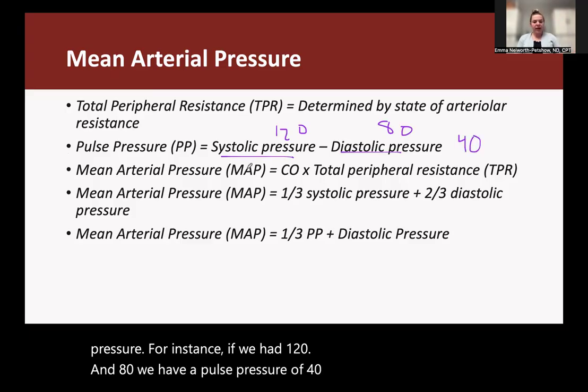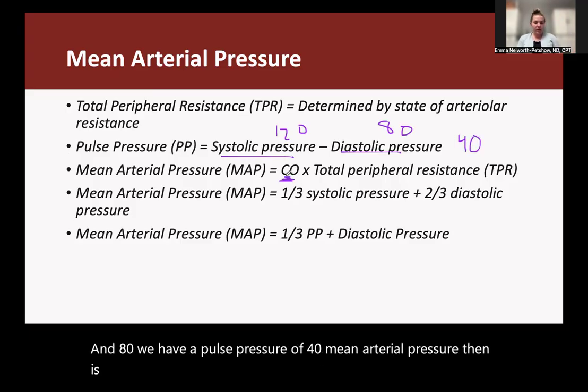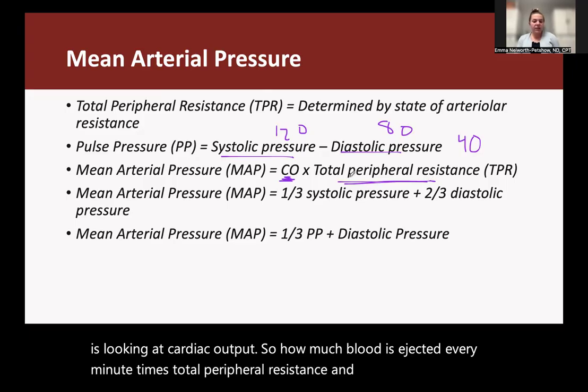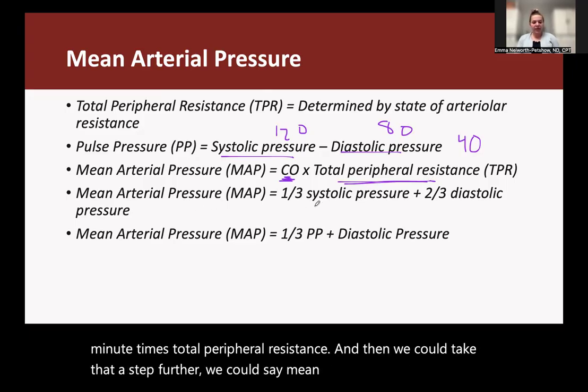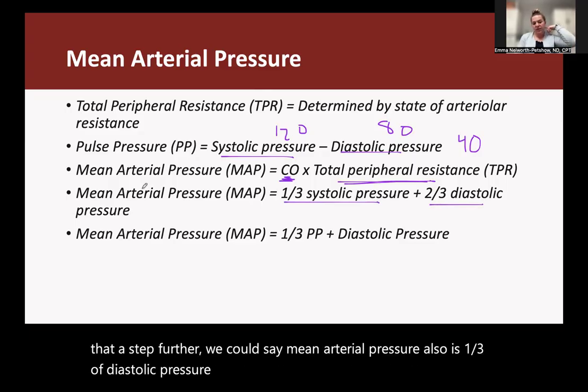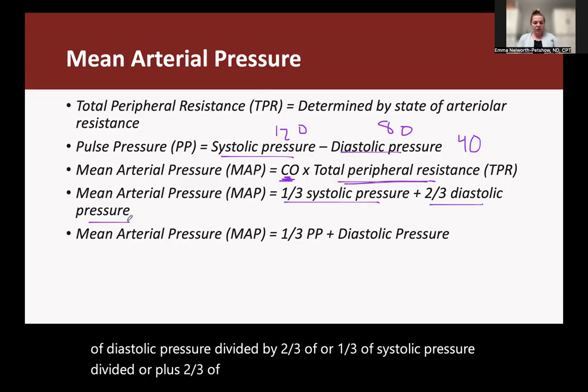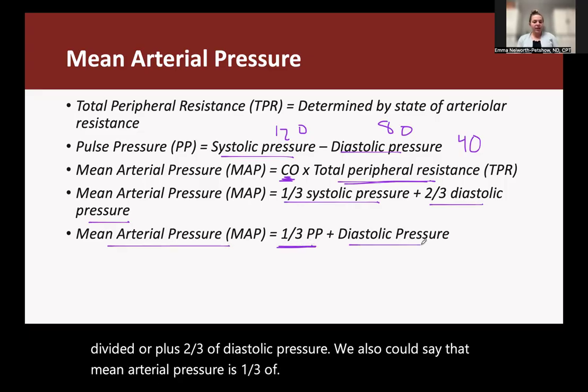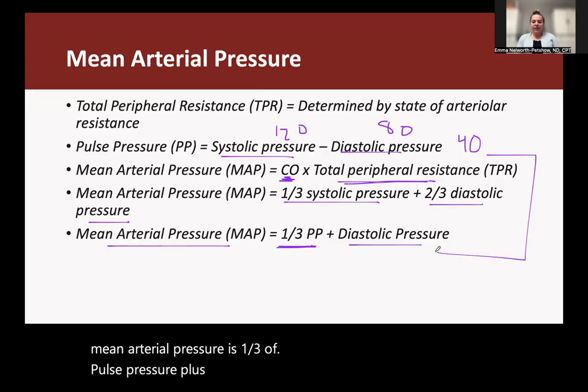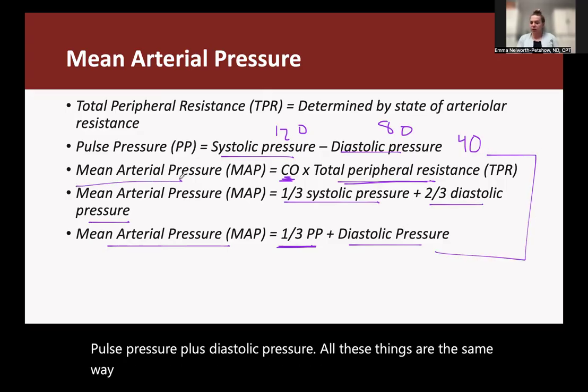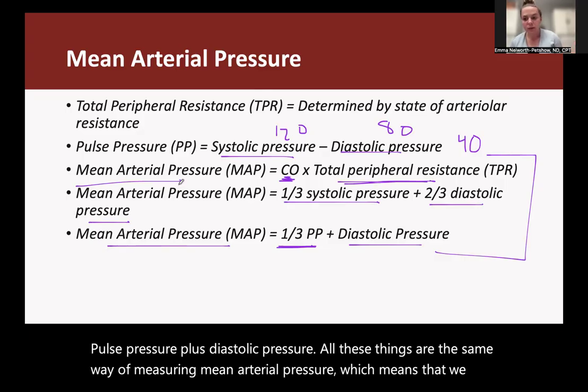Mean arterial pressure then is cardiac output, so how much blood is ejected every minute, times total peripheral resistance. And then we could take that a step further. We could say mean arterial pressure also is 1/3 of systolic pressure plus 2/3 of diastolic pressure. We also could say that mean arterial pressure is 1/3 of pulse pressure plus diastolic pressure. All these things are the same way of measuring mean arterial pressure, which means that we can utilize different interrelationships.